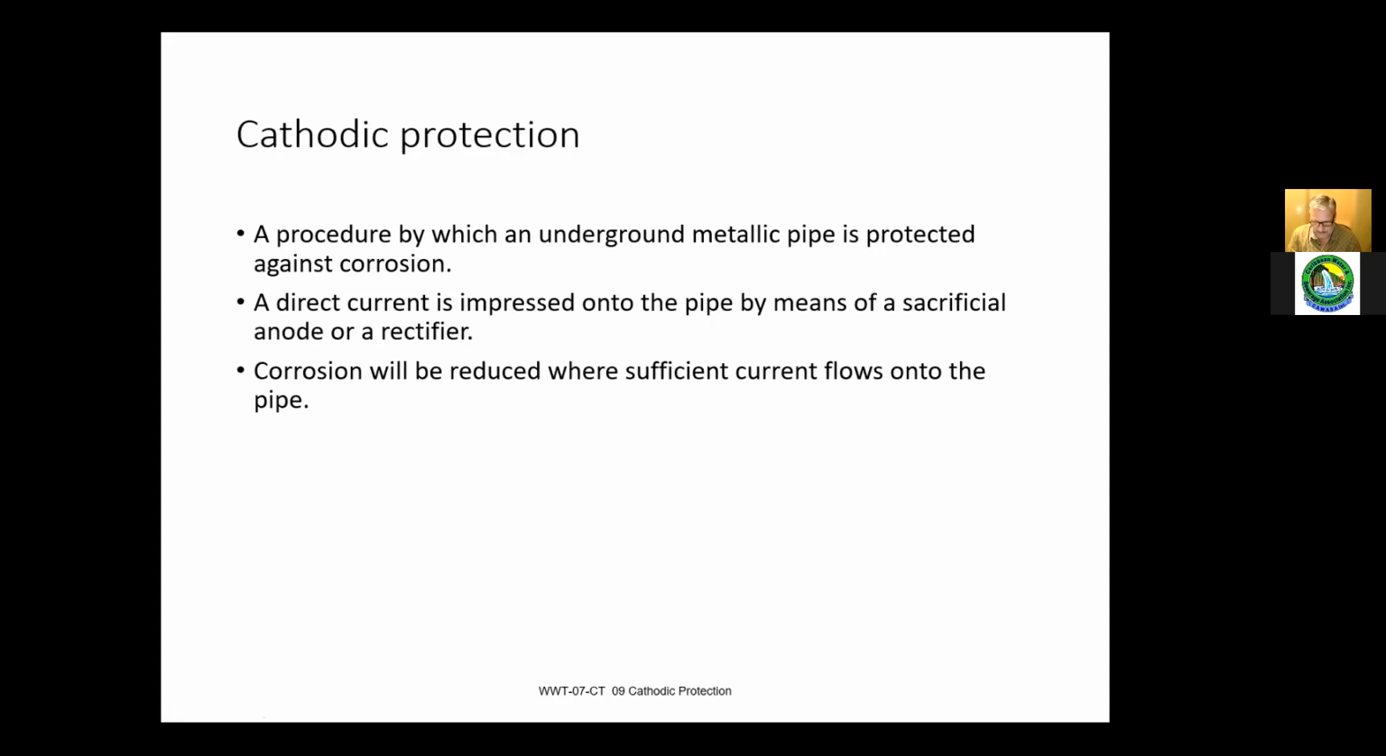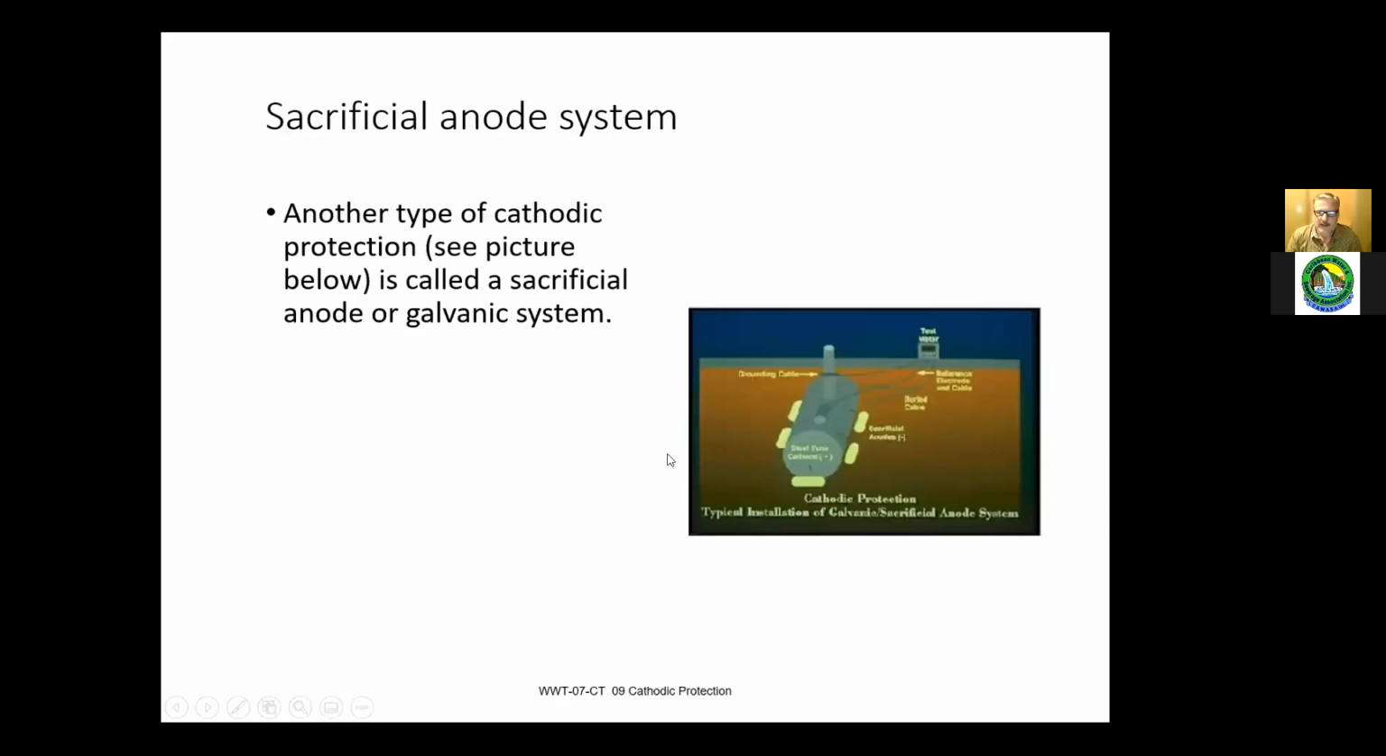So with cathodic protection, a direct current is impressed into the pipe by means of a sacrificial anode or by a rectifier. Basically, what you're doing with an anode system is giving the corrosion a different direction to flow.